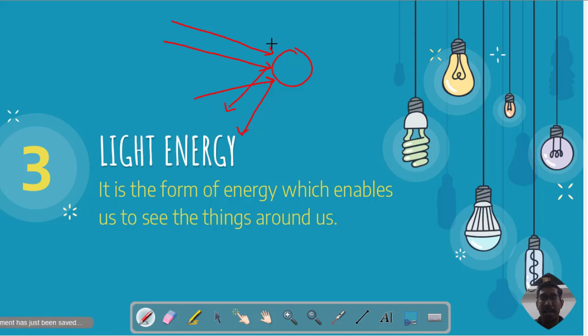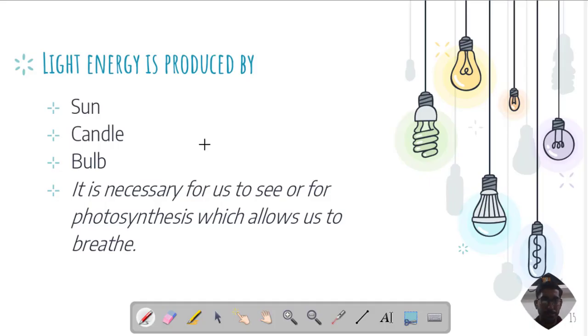Depending on where you stand, if your eyes are here, boys and girls, you are going to perceive these light rays which fall into your eyes, and you are able to see the object. This is nothing but light energy which enables you to see things around you. Now, what are the things which produce light energy? Sun is a natural source of light energy. Candles, bulbs, tube lights, all of these produce light energy.